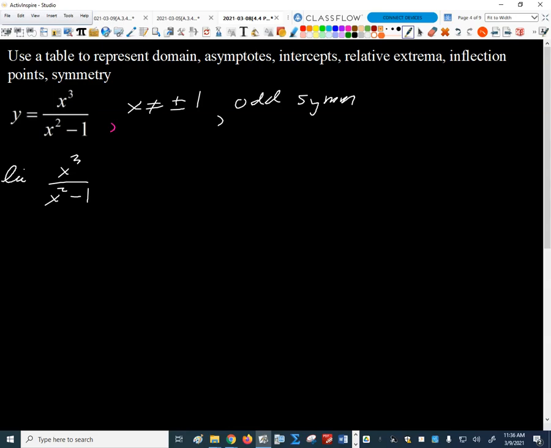If the top is exactly 1 degree higher than the bottom, then this is going to give us a slant asymptote or an oblique asymptote, whatever you want to call it. And we have to just divide this out, right? So how can we divide this out? Let's remind ourselves how we do this. It's been a little while since we've done this, but this is pretty good stuff to review.